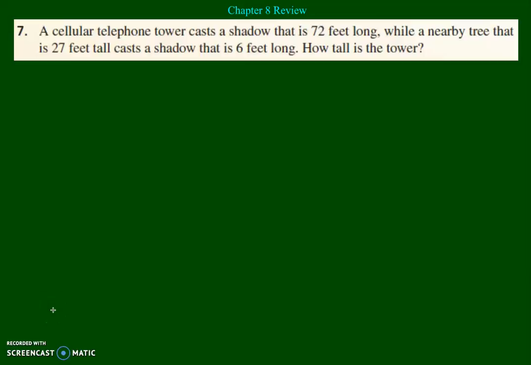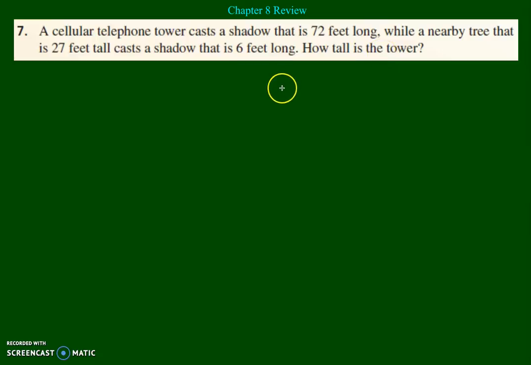This is a continuation of the Chapter 8 review, starting with problem 7. And the problem says, a cellular telephone tower casts a shadow that is 72 feet long, while a nearby tree that is 27 feet tall casts a shadow that is 6 feet long. How tall is the tower?